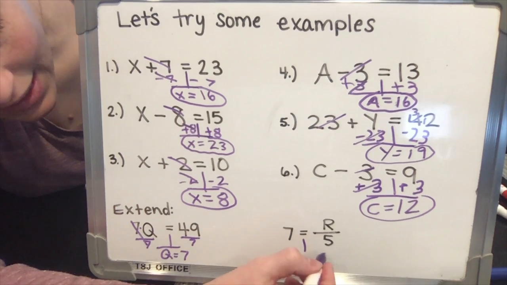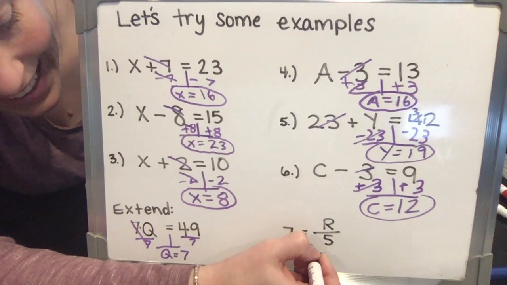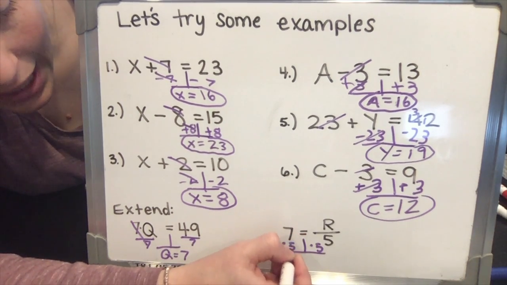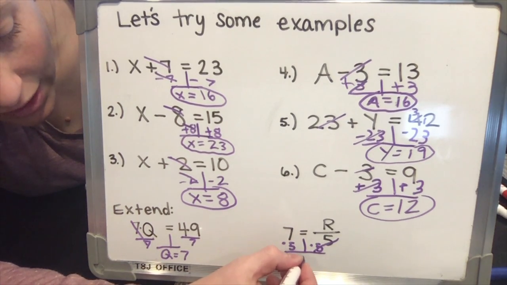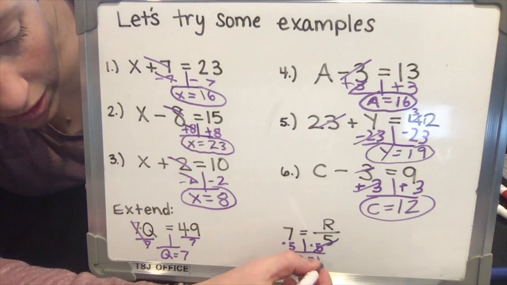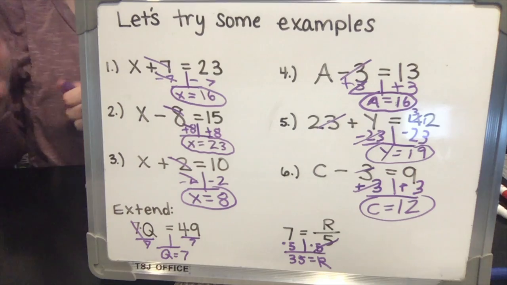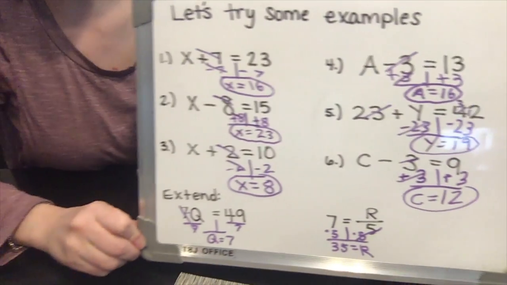And last but not least, it works with division as well. So over here we have r divided by 5. The inverse of that is to multiply by 5. We're going to do that on both sides. The 5s cancel out. So 7 times 5 is 35 equals r. And there you have solving using inverse operations.